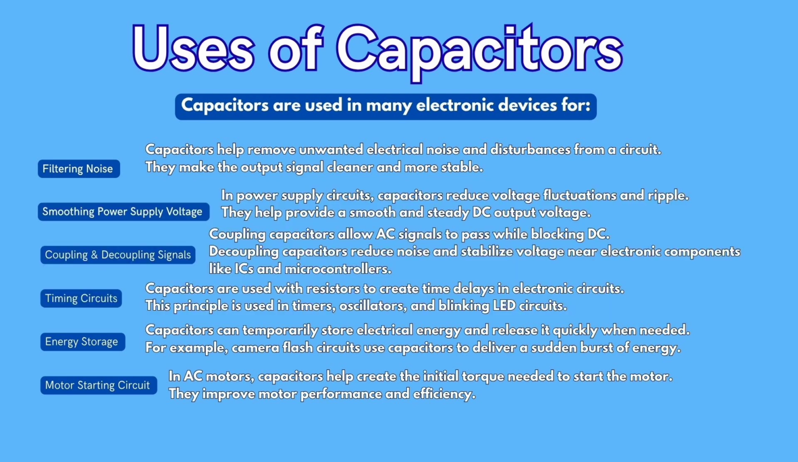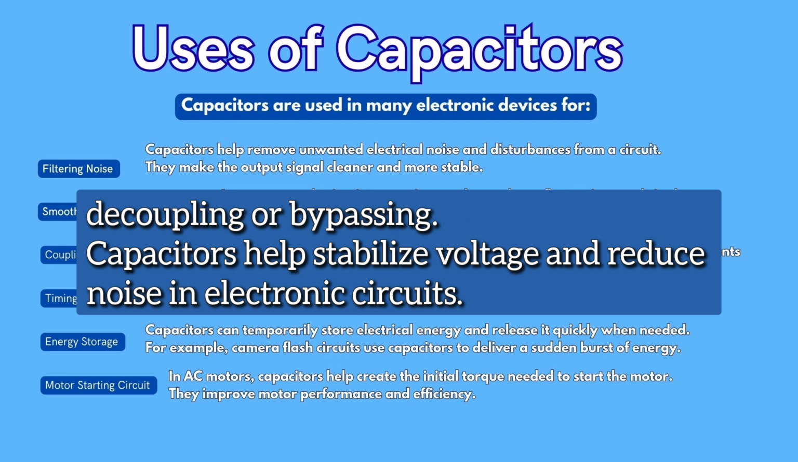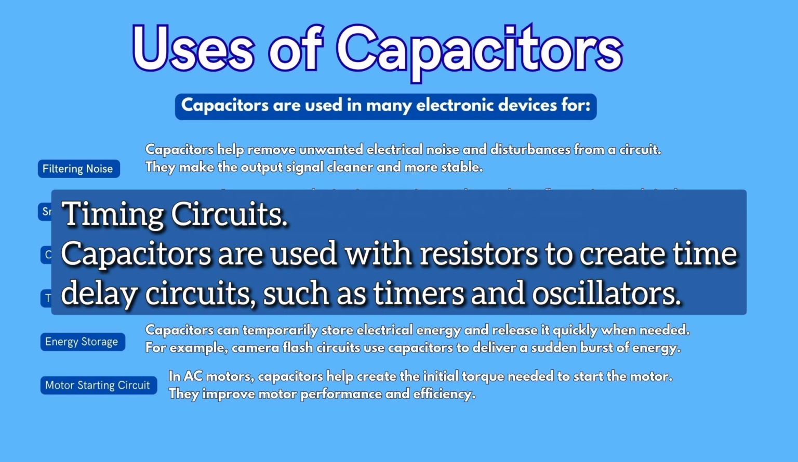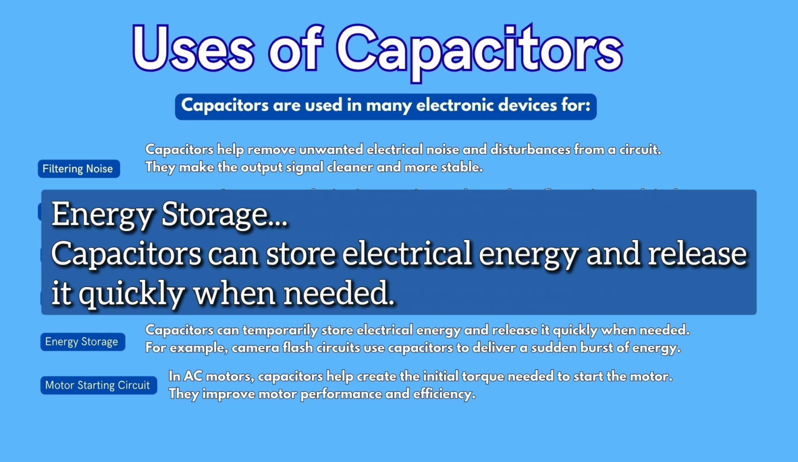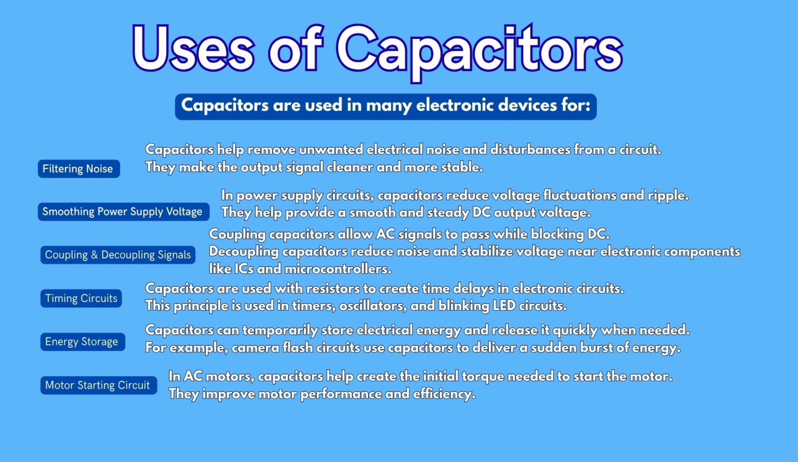Next, decoupling or bypassing. Capacitors help stabilize voltage and reduce noise in electronic circuits. Fourth, timing circuits. Capacitors are used with resistors to create time delay circuits such as timers and oscillators. Fifth, energy storage. Capacitors can store electrical energy and release it quickly when needed. Capacitors are also used in motor starting circuits, audio systems, communication devices, filters, and many other electronics applications.